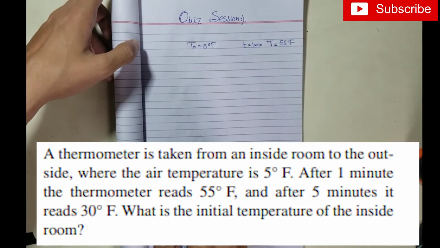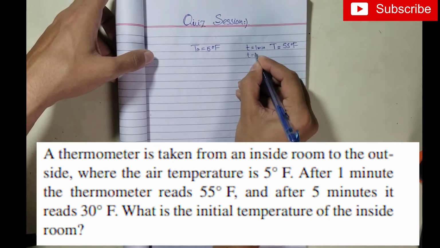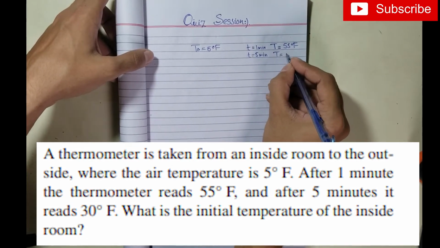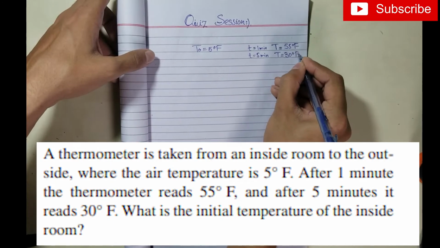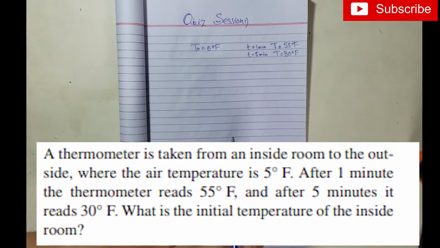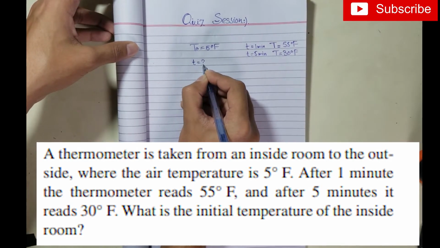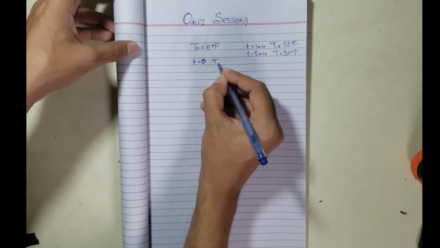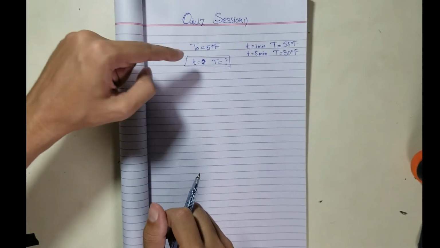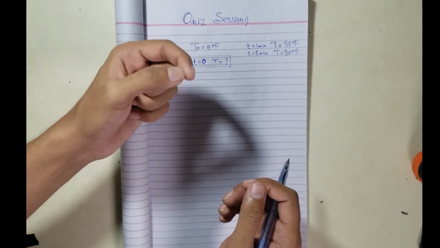This is the first condition. After 5 minutes it reads 30 degrees Fahrenheit. So the second condition is at time t equal to 5 minutes, the temperature becomes 30 Fahrenheit. What is being asked is the initial temperature of the thermometer in the room, which is at time t equal to 0. What is the temperature at time t equal to 0? We don't know, and we have to find the temperature when we remove the thermometer from the room.